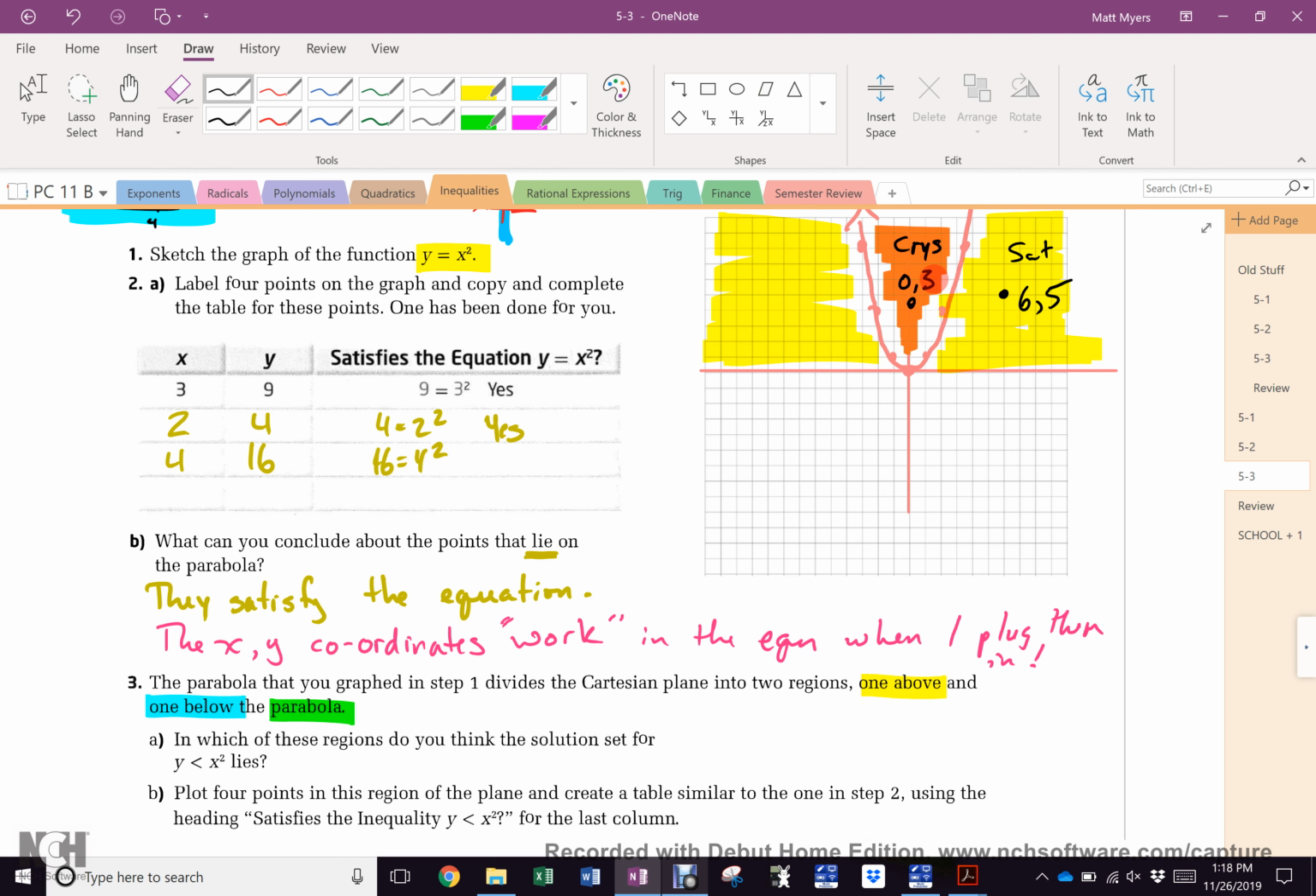Okay, so we want one above and one below. Now, this question right here, in which of these regions do you think the solution set for this lies? Well, first we got to check something. We got to check what part haven't we shaded in at all? We've done nothing down here, yeah? Okay. So who do you think, orange or yellow, who do you think this part would belong to right now? Satjot or Crystal? Why? Because Crystal is saying that this parabola is doing the dividing, yes? So that must mean that all of this would be Satjot, yeah? Everyone cool with that?